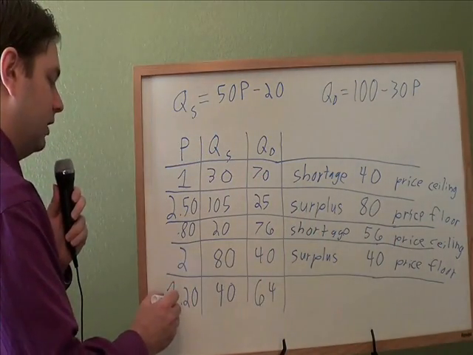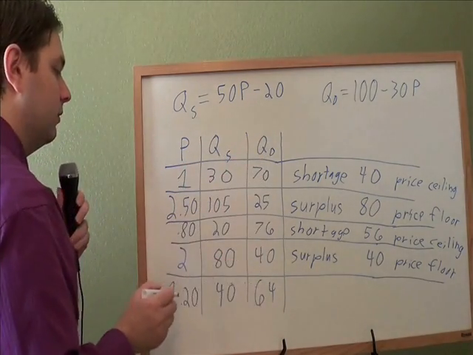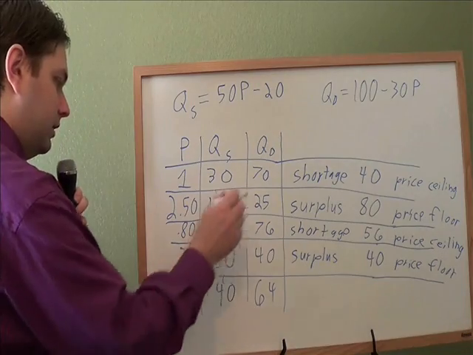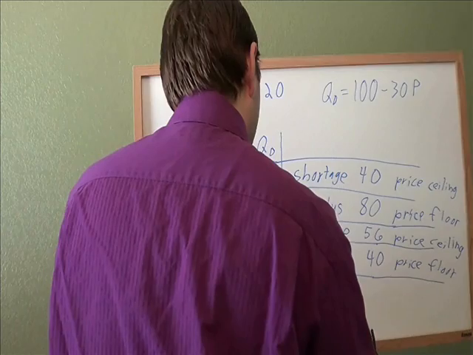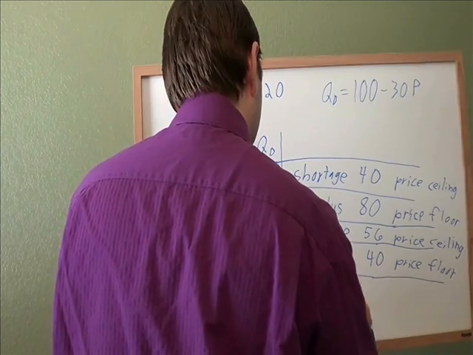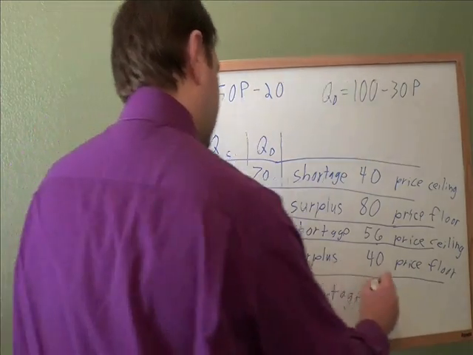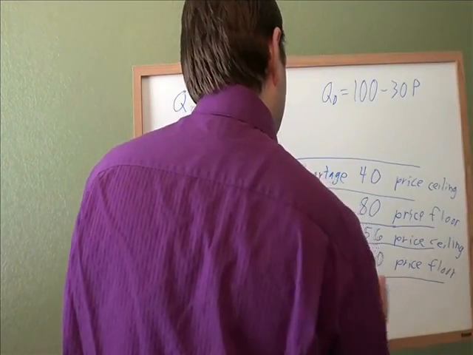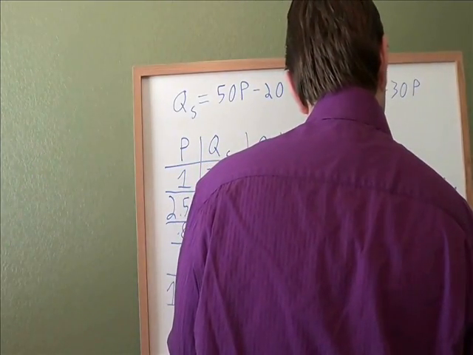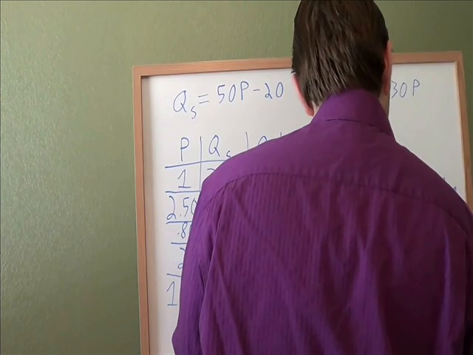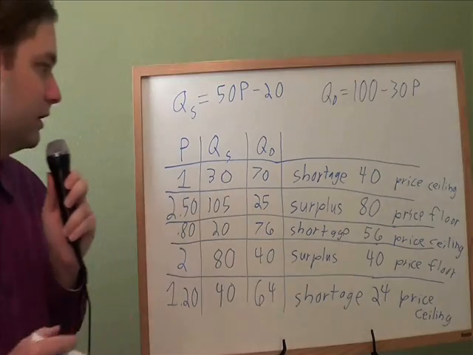Last one, what happens at $1.20 per candy bar? Quantity supplied is 40, quantity demanded is 64. Well, the bigger one is 64. People want to buy 64 candy bars, but they don't have that many at the gas station. There's a shortage. How much of a shortage is it? Again, you subtract. It's a shortage of 24 candy bars a week. And anytime you have a shortage, that is a price ceiling. And that is problem 5.